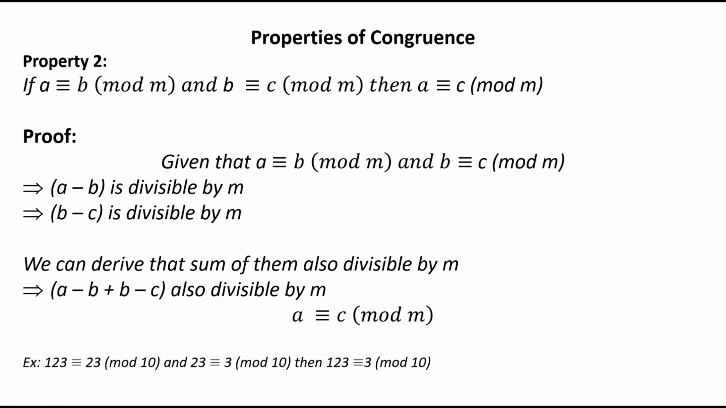The example given here is 123 is congruent to 23 modulo 10 and 23 is congruent to 3 modulo 10. Then we can say 123 is congruent to 3 modulo 10. If you apply it back, 123 minus 23 is 100, divisible by 10. 23 minus 3 is 20, divisible by 10. So 123 minus 3 is 120, divisible by 10. That's what you have to make out.